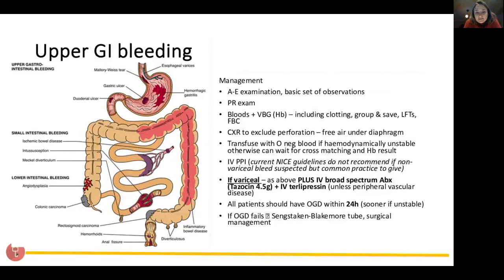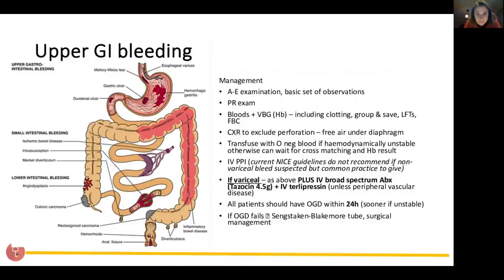Then you do blood tests. Obviously, you would do things like a group and save, which identifies the patient's blood group, so if they ever need a transfusion, you can do that. Clotting, to see if they have deranged clotting. If you were worried about, for example, a perforated peptic ulcer, you could do a chest X-ray where you can see air under the diaphragm, which suggests that there's a perforated lumen of the bowel. It's a very, very bad sign.